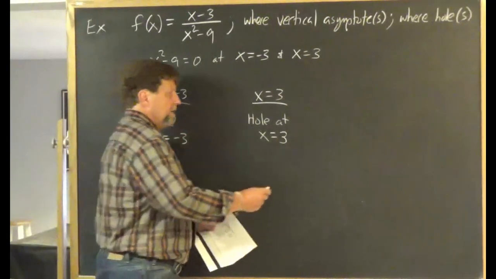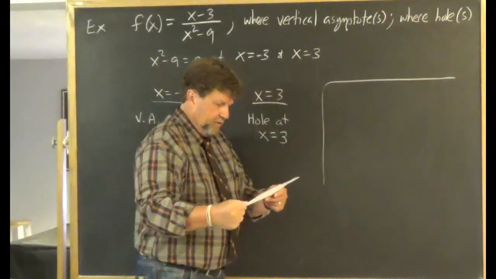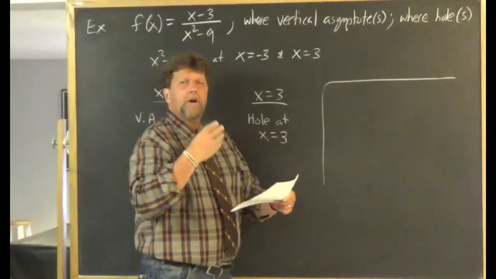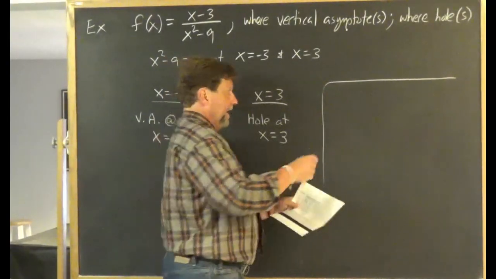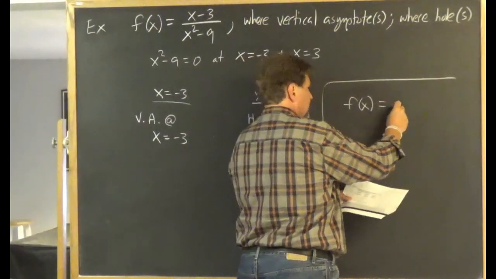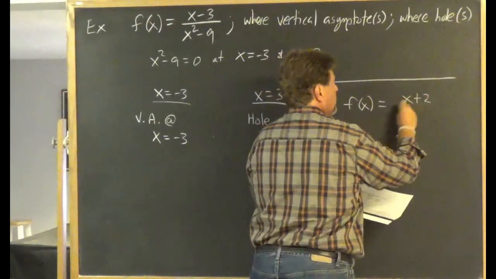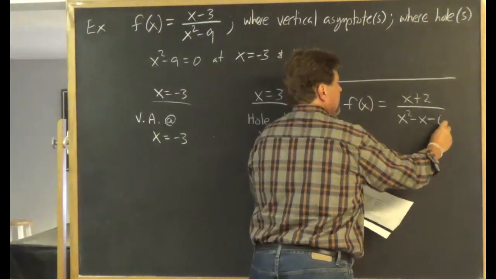In fact, I would like you to do this one now. Same directions. Where do you have a vertical asymptote? Where do you have a hole? And I would like you to analyze the function x plus 2 over x squared minus x minus 6.